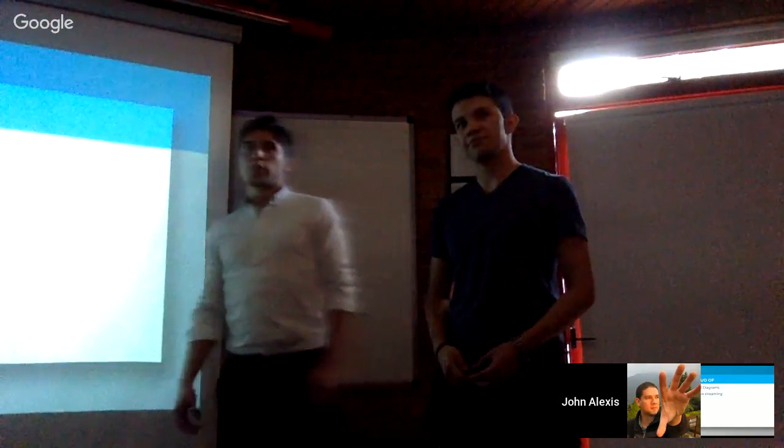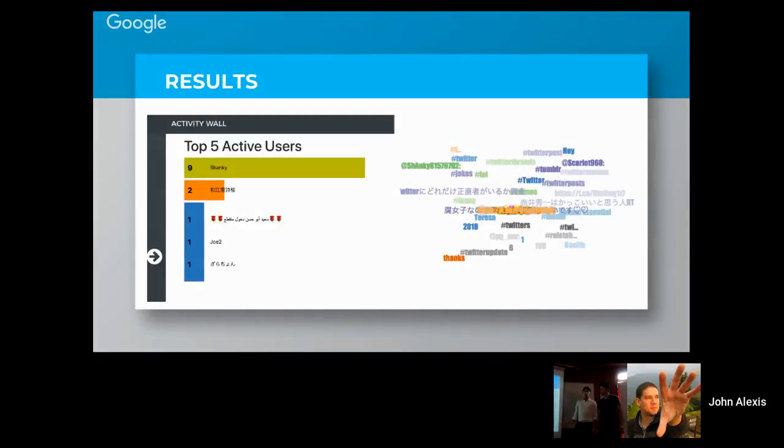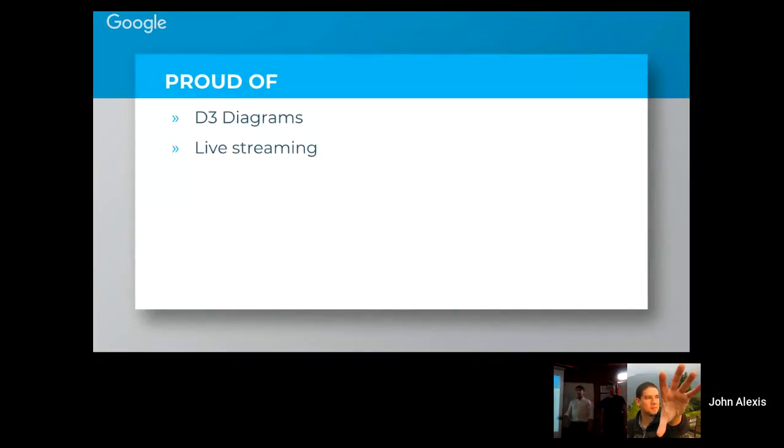The things we are most proud of in this project are the D3 diagrams and the live streaming. D3 diagrams were a big challenge because it's not an easy technology and it's hard to make visualizations that people will understand and will make them have some valuable insight of what's going on in their events. Also, live streaming was important because it's the most important aspect of the application to enable people to see what is happening about their events.